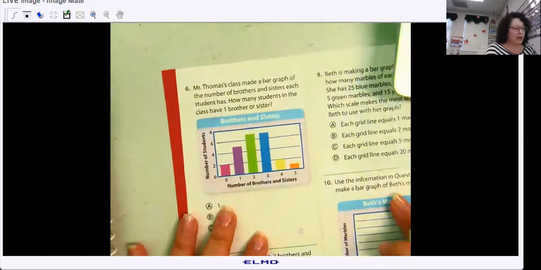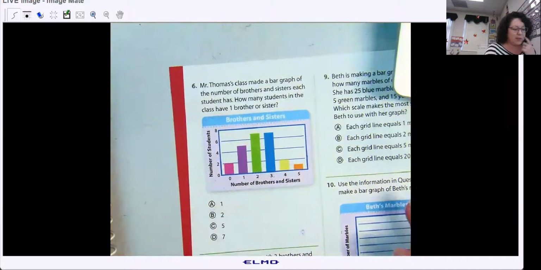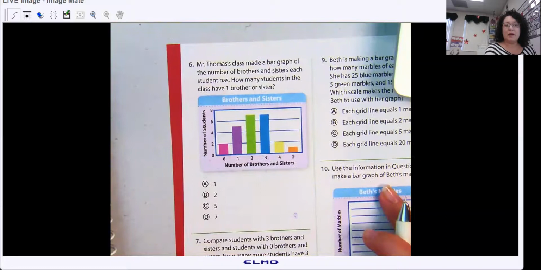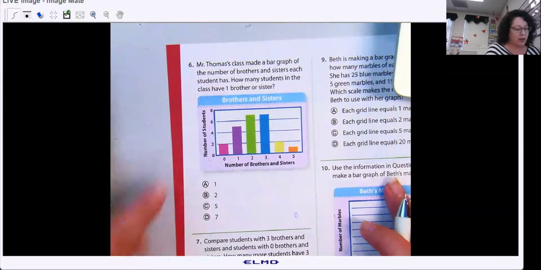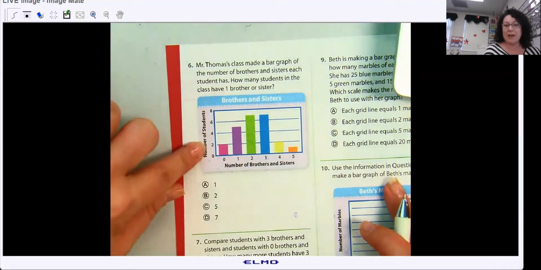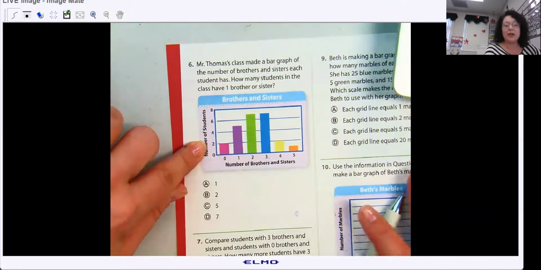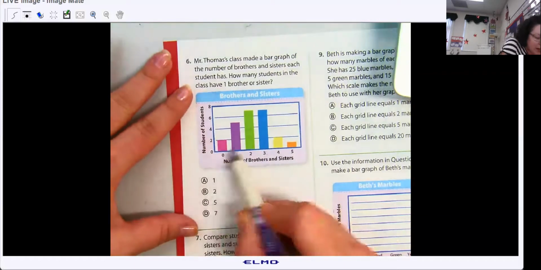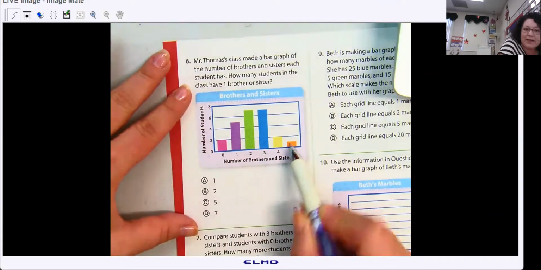Okay. Number 6. Mr. Thomas's class made a bar graph of the number of brothers and sisters each student has. How many students in the class have one brother or sister? One brother or sister. Well, if I look at the scale here, it's skip counting by 2s. So I know halfway between 0 and 2 is 1. So I'm going over here. Yep, 5.